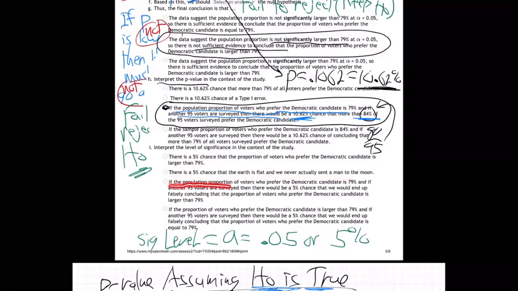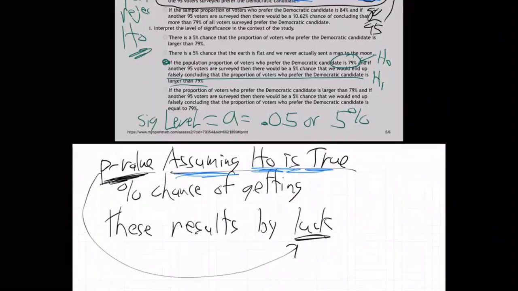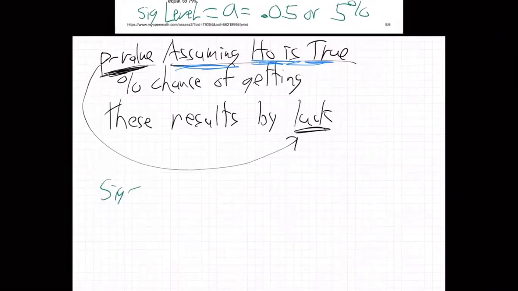No. If the population proportion of voters who prefer the Democratic candidate is 79%, which is what the null says, and if another 95 voters are surveyed, there would be a 5% chance that they would end up falsely concluding that the proportion of voters who prefer the Democratic candidate is larger than 79. Yeah, that's what it is. It's the chance of falsely concluding H1. That's what it is. What does that last one say? If the proportion of voters who prefer the Democrat is larger than 79, no. It is 79. It's the null. You assume the null. Is 79 the null? So let me write it out for you.